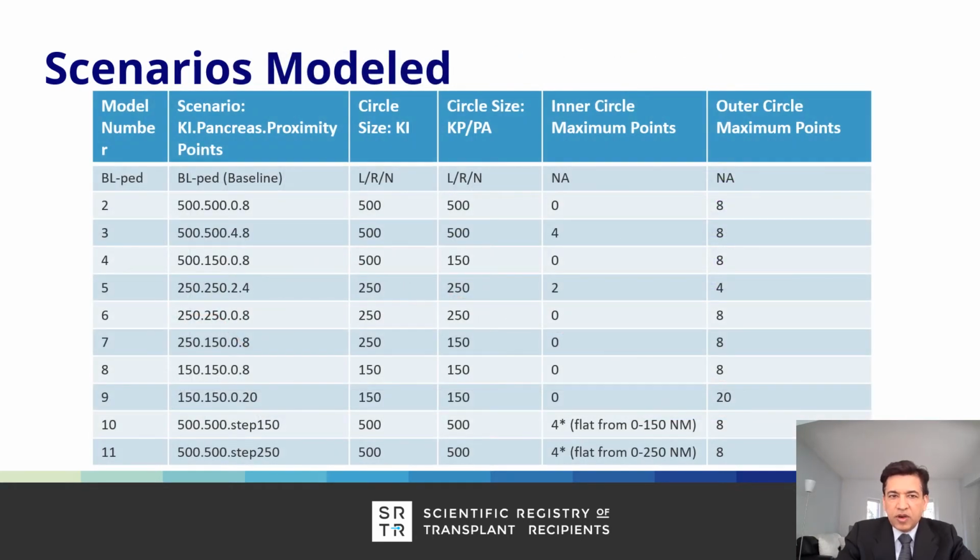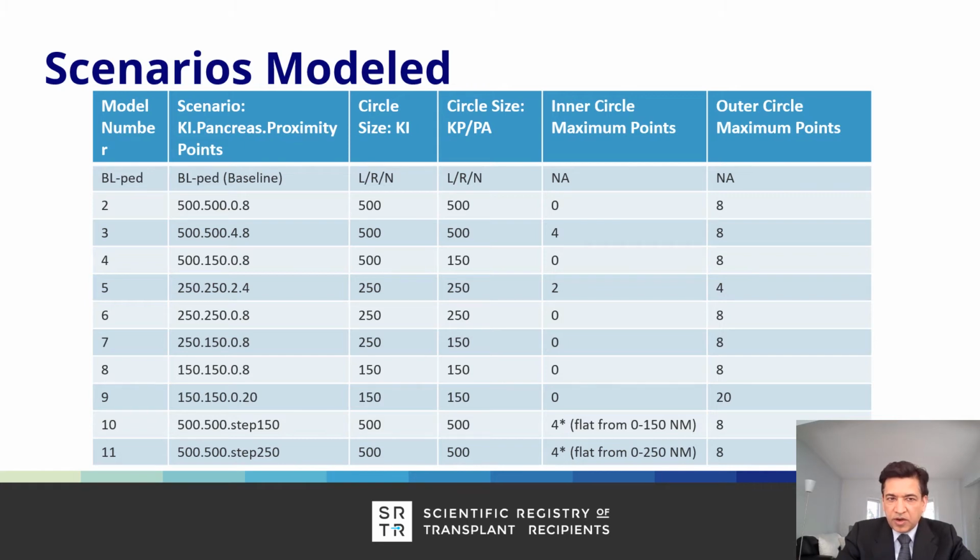So here are the different scenarios that we were asked to model. The first one that we modeled was the baseline scenario, which is using the current allocation policy, except that pediatrics were given priority for donors with KDPI of less than 35%.